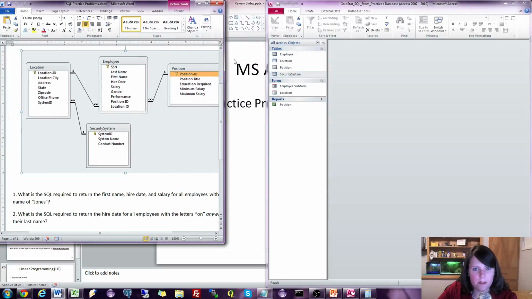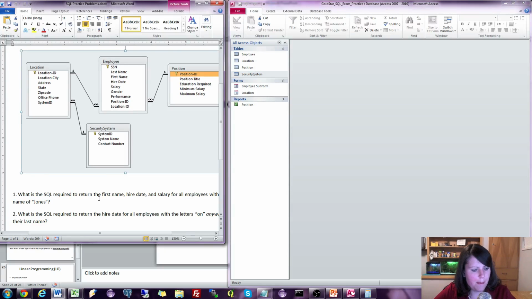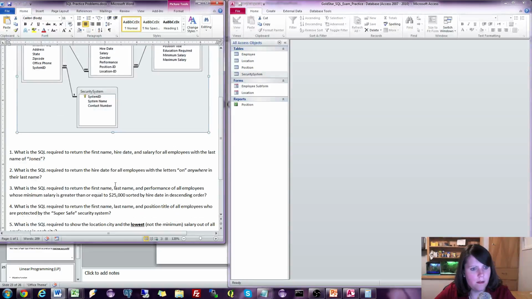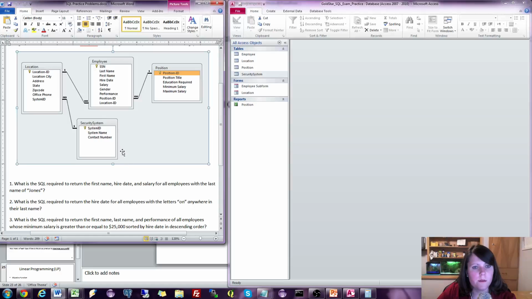Okay, so let me pull these up side by side. So, first question. What is the SQL required to return the first name, hire date, and salary for all employees with the last name of Jones? Okay, so if we look at the table schema here, we need first name, hire date, and salary for all employees with the last name of Jones.